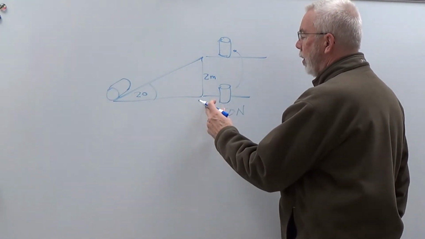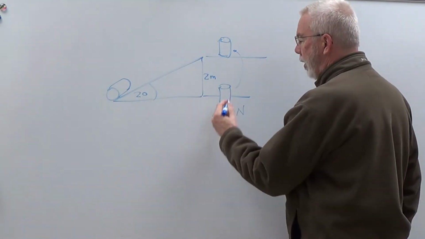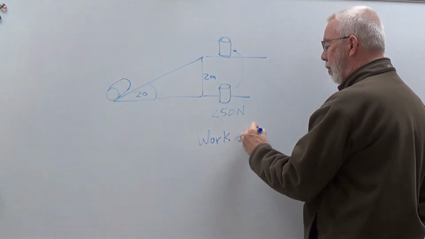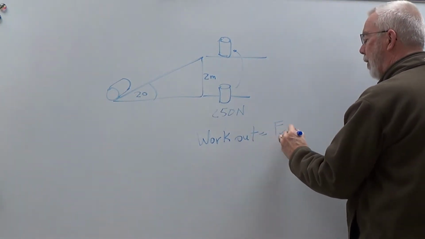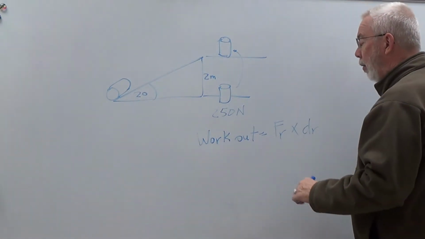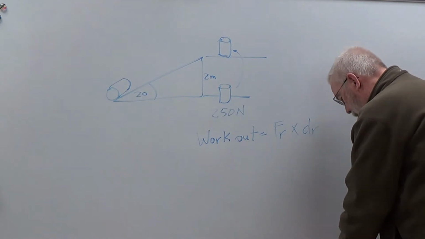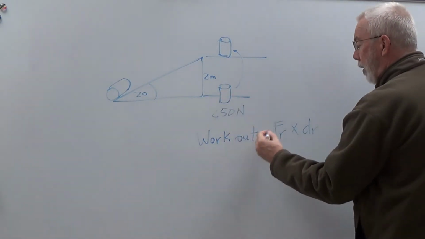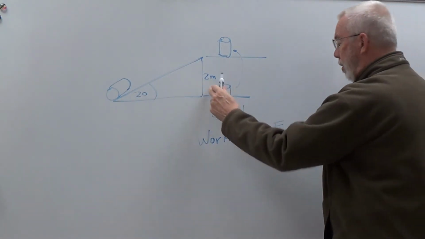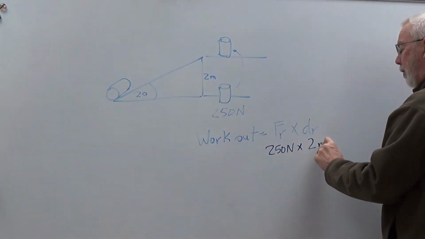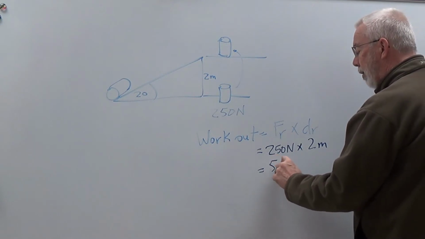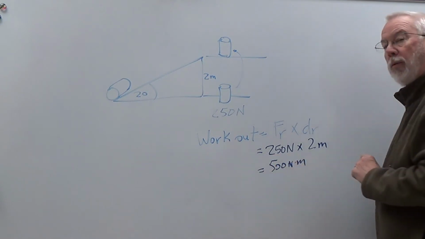So if we were just going to do the regular work that was going to be done on the barrel, then the work out would be equal to the force of the barrel times the distance that the barrel had to move. We could see that the weight of the barrel was 250 newtons, and that the distance was going to have to be 2 meters, and so the work done would have been 500 newton meters of work.